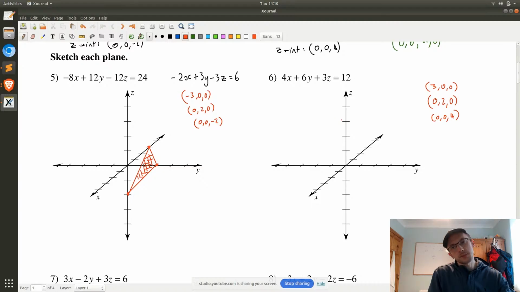And 3 along the x-axis, 2 along the y-axis, 4 along the z-axis. Join them up now with a ruler. And shade it in.